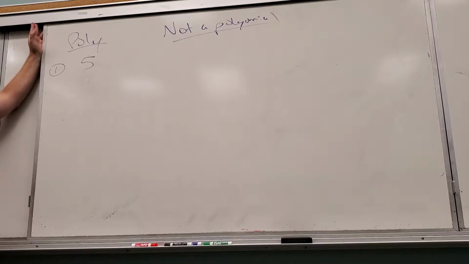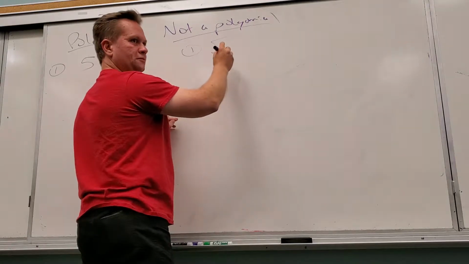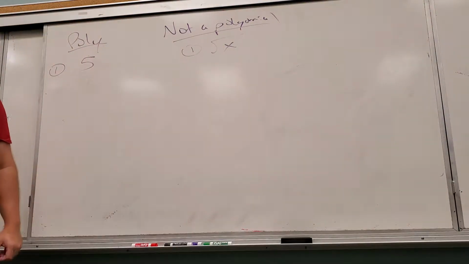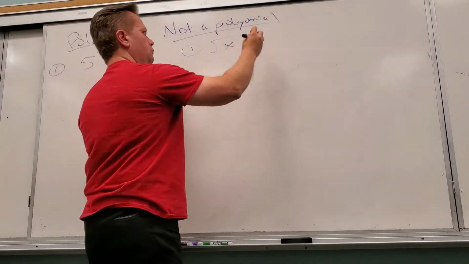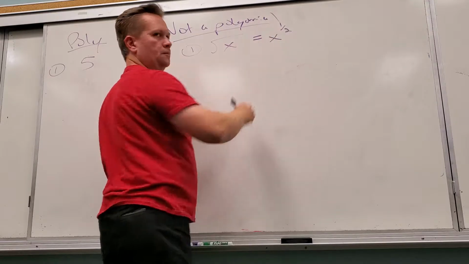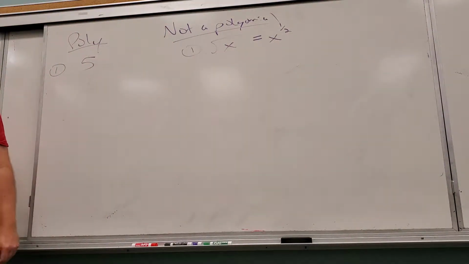What's something that... Sure. So not a polynomial would be the square root of x, right? That's not a polynomial. Later this semester, we're going to learn that square root of x is actually x to the 1/2 power. Did anybody know that already? Very quickly, since I put that up there, why does that make sense?